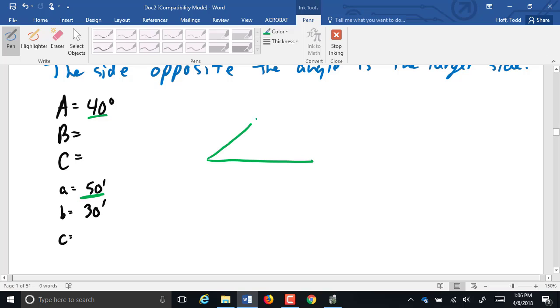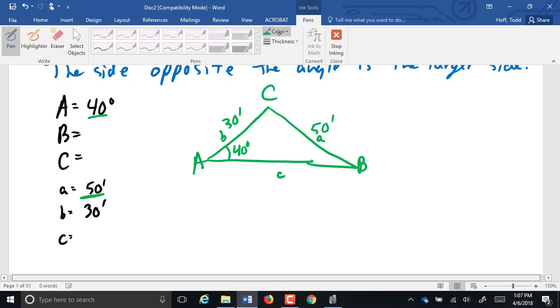Here's my 40 degrees right here. The opposite side over here is 50. This side is going to be 30 feet. This side over here is going to be 50 feet. That's the only possible triangle I can make here. So this was A, this is little a, this is going to be little b, so this will have to be big B, big C, little c. Does that make sense?